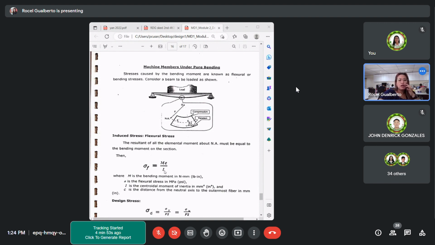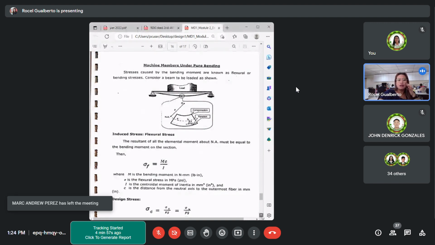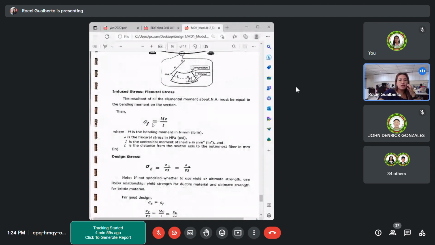Now, sabi nga po sa design, we will be equating your design stress to the induced stress of the material. So, this flexural stress, this is your induced stress. So, ano naman po yung design stress natin? The design stress will make use of symbol sigma and D. So sigma D is your design stress.